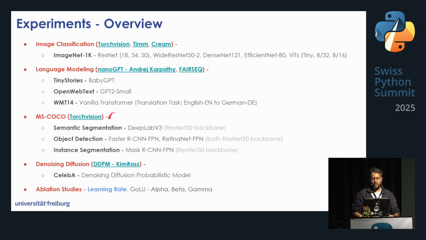Also, again, leveraging the Torch Vision training pipelines with the ResNet 50 backbone. And then I also trained a denoising diffusion probabilistic model using the Kimras GitHub repository on the syllabi dataset. So this is not a very big dataset, it's a small dataset just to do a standard proof of concept. And finally, I did lots of learning rate ablations, which consumed too much of GPU hours on some of the best clusters in Germany, while also I did learning ablation studies on the alpha, beta, and gamma parameters of the Gompertz function. But I will not discuss this here because that's not important at this point in time.